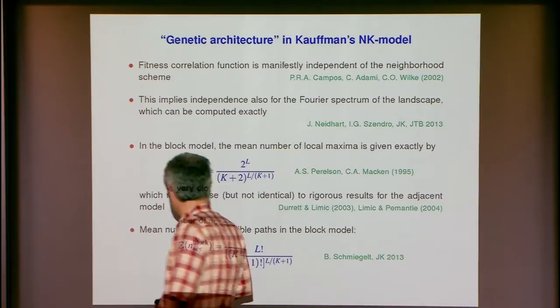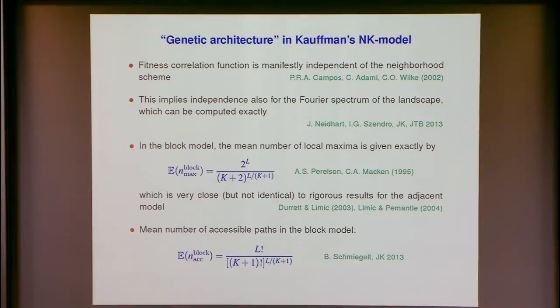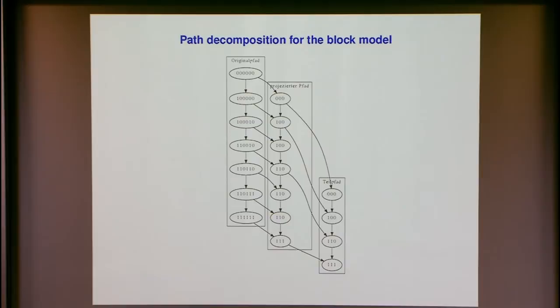We have looked at this problem of accessible paths in the block model, and we derived this expression for it. I'm just briefly going to explain how that works. The basic idea is that in the block model, any path can be decomposed into subpaths which are within one block. Every time you do a step in a path, you change one locus, this locus will be in one block, and the other contributions will not change. So only one of the contributions in your sum will change. Obviously, if you want the path as a whole to be monotonically increasing, then the condition is that all these subpaths are monotonically increasing as well.